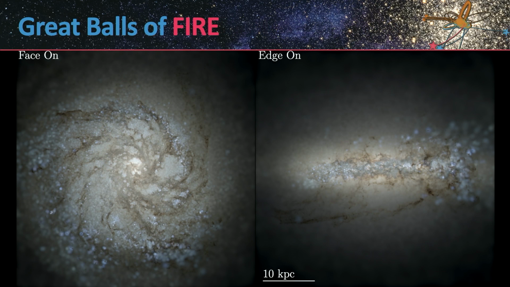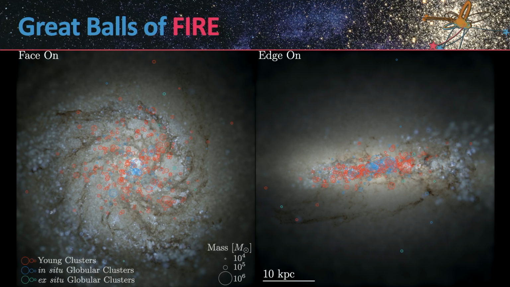Essentially what we're doing is a zoom in of a zoom in. We have this Milky Way-like galaxy. It forms all of these star clusters in it. The red star clusters are young star clusters. The blue star clusters are globular cluster-like things that were formed in the main galaxy. And the teal clusters are those that were formed in dwarf galaxies and then accreted later on during the history.